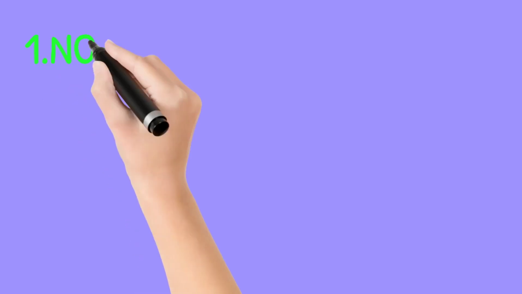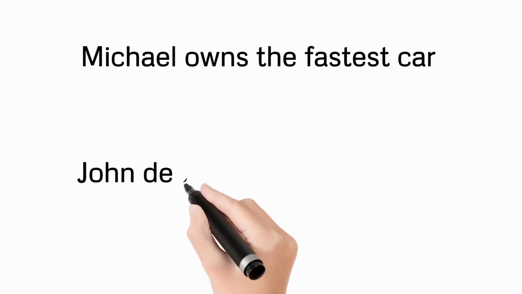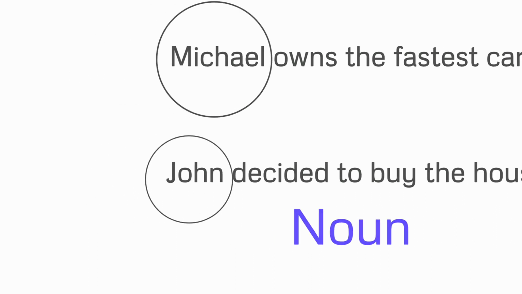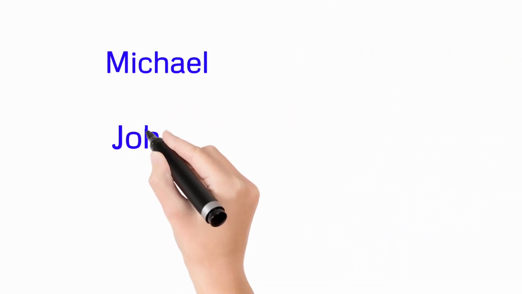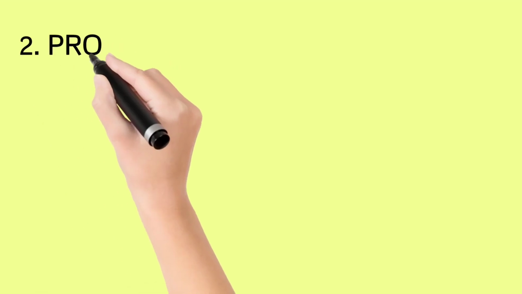What is a noun? A noun is a name of a person, place, thing, or idea. For example, Michael owns the fastest car. John decided to buy the house. Now, Michael and John are nouns. So, noun means it's a name of a person, place, thing, animal, and so on. Next one is a pronoun.